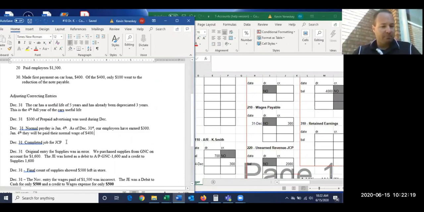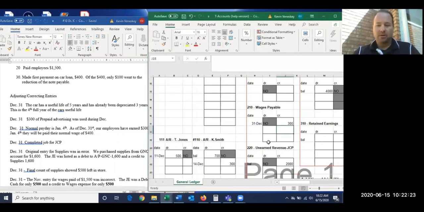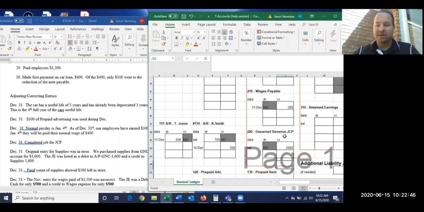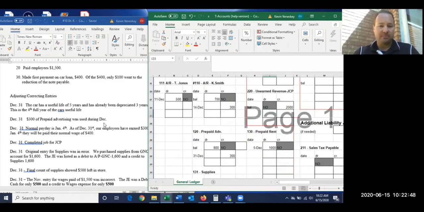All right, our next one, completed a job for JCP. So if I completed a job for them, that must mean I owed them a job. So I come down and I look for where does it show that I owe somebody a job? And that would be here. I owed JCP unearned revenue, a job that I was supposed to do for them. They paid for it, they just hadn't received the work yet. Now the job is done. So I can update my T account and my journal entries.